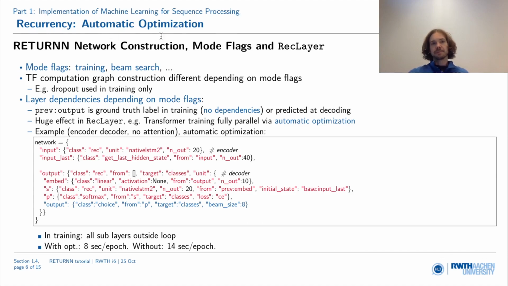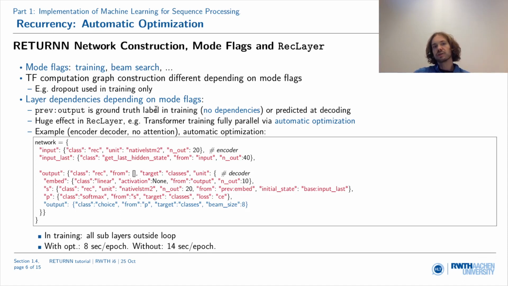Now to the automatic optimization. So when you construct the network, we have something like the mode flags. These can be that you are in training or that you want to do beam search. And the computation graph depends on these flags. For example, dropout would only be used in training. Most importantly, especially in the rec layer, some layer dependencies depend on mode flags. We already mentioned this prev output or the output.